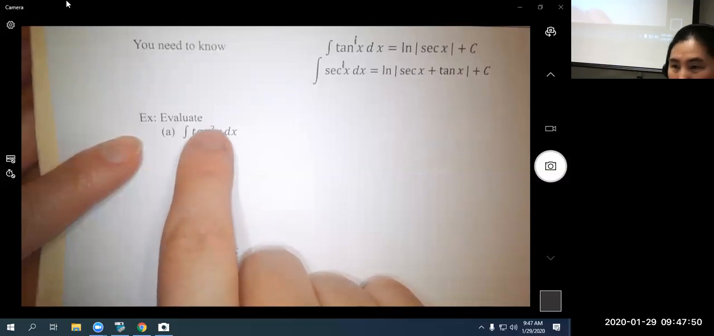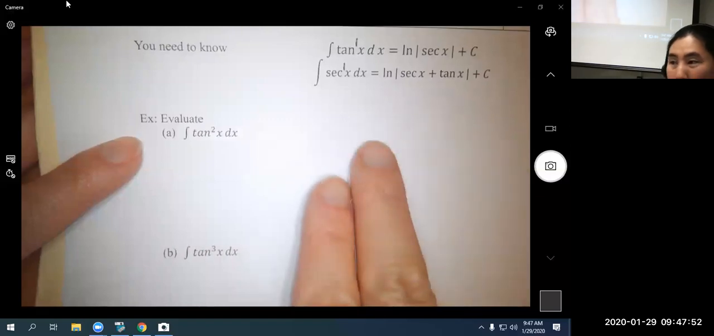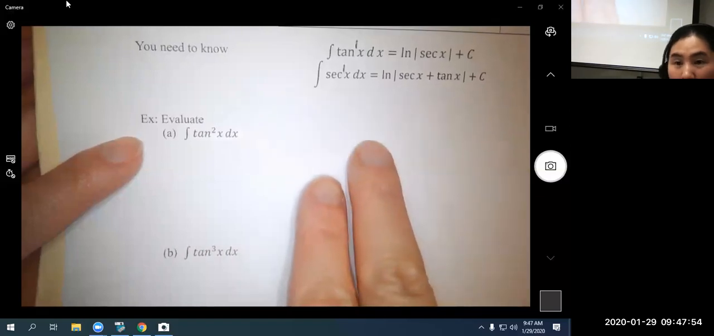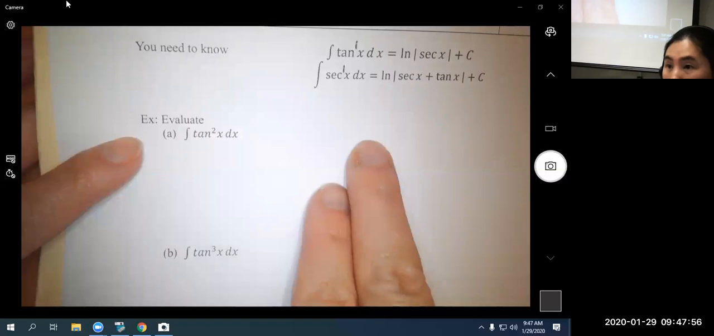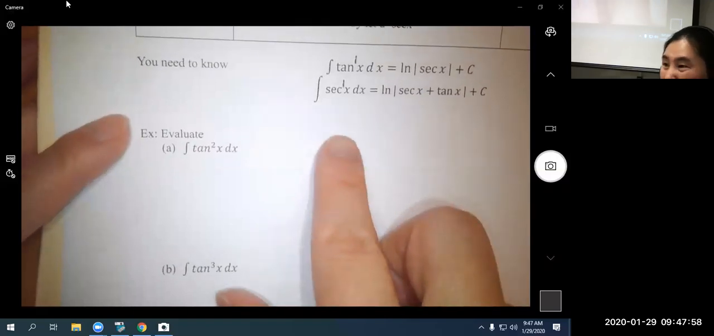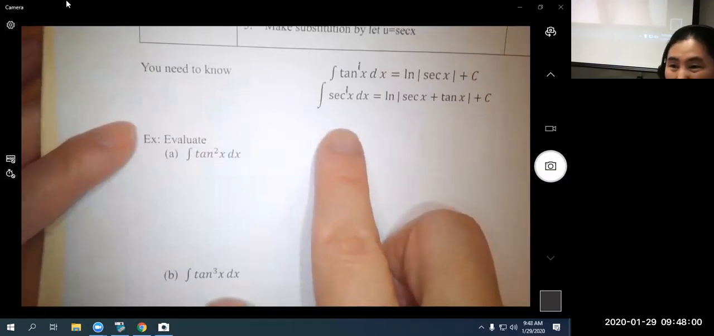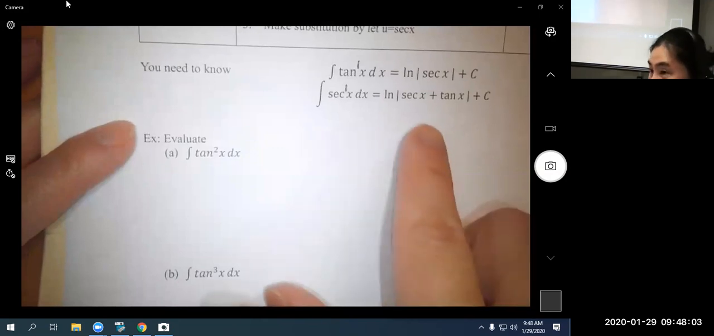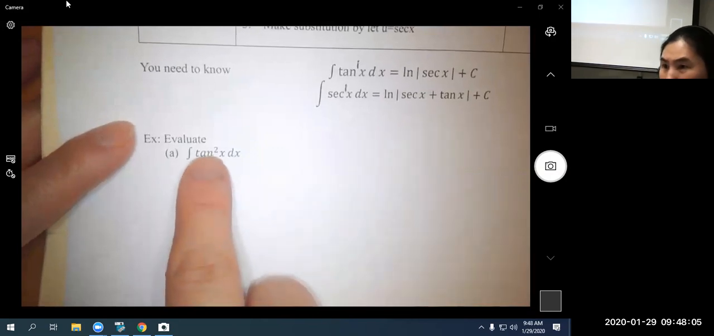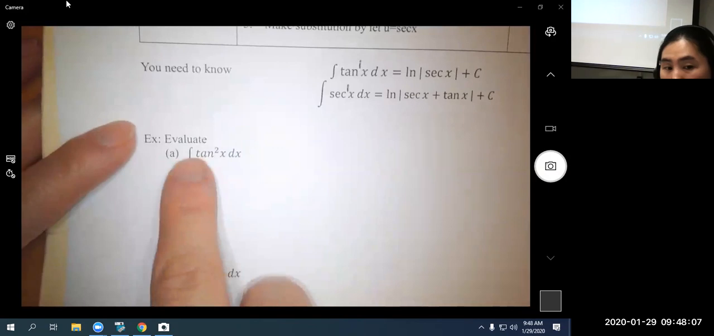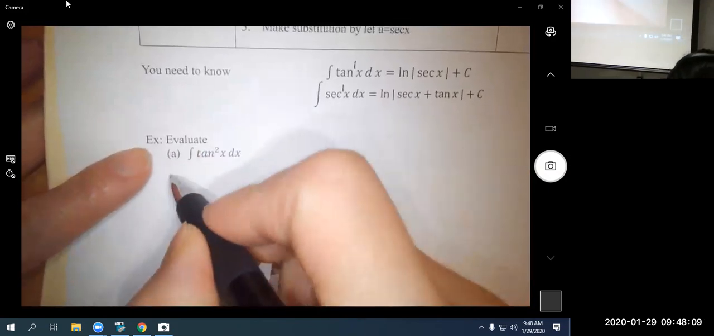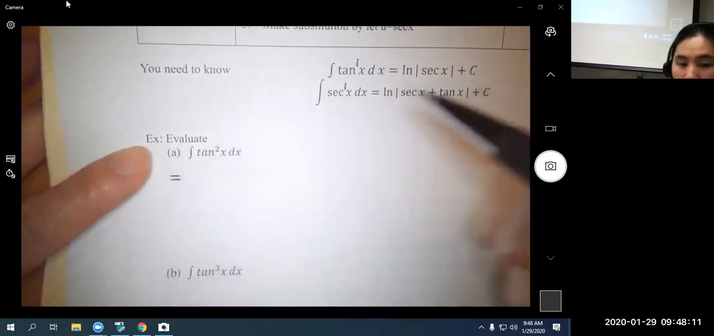Tangent x squared directly? Yes or no? No, we know secant x squared, right? Yeah, we know secant x squared, antiderivative is tangent. But how about tangent x squared? We don't know. However, we know the relationship between tangent x squared and secant x squared.